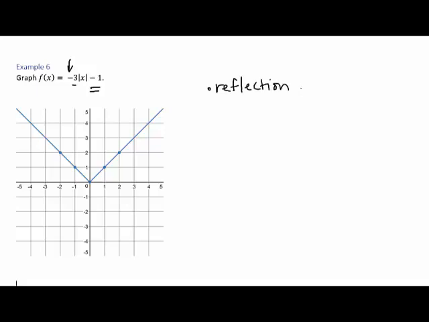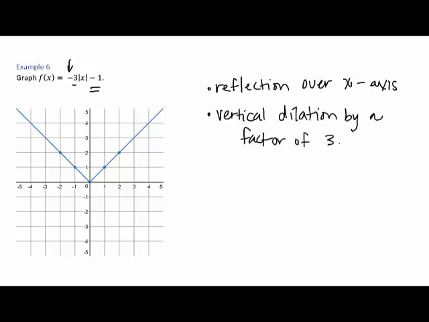across the x-axis. Okay, since the 3 is on the outside of the absolute value of x, this is a vertical dilation. And then also the minus 1 is on the outside of the absolute value. So that's going to be a vertical translation.